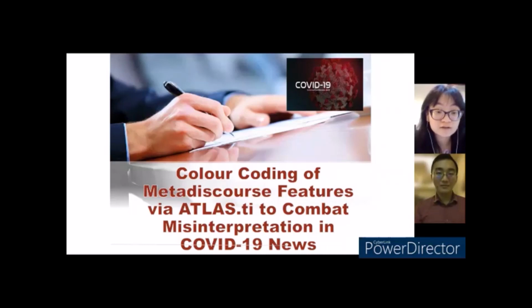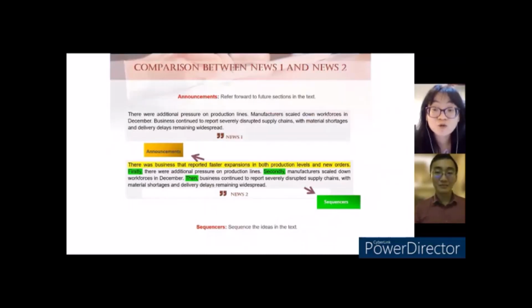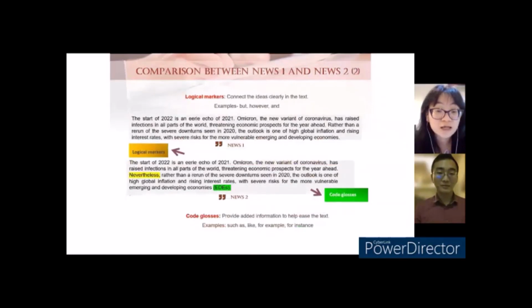So I'm going to now discuss this textual meta-discourse. There are two categories in this slide. When it comes to announcements, they are to refer forward to future sections in the text. We have sequences, which are to sequence the thoughts and ideas in the text for the journalist. Following that, we have another two categories of textual meta-discourse. We have logical markers, which are to connect the ideas clearly in the text.